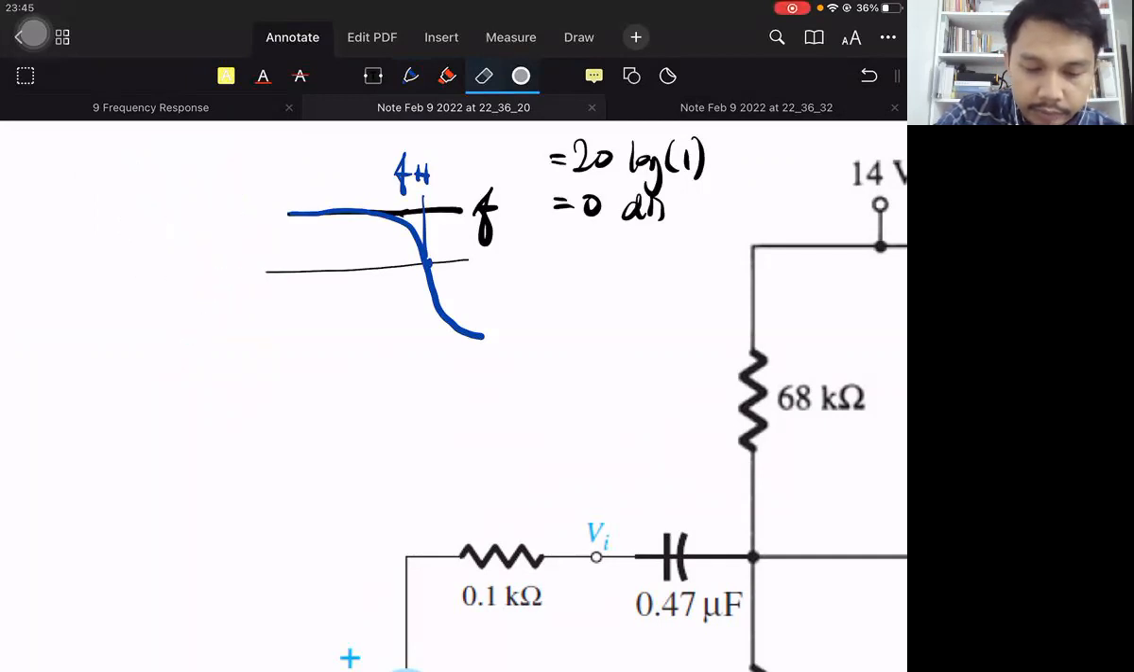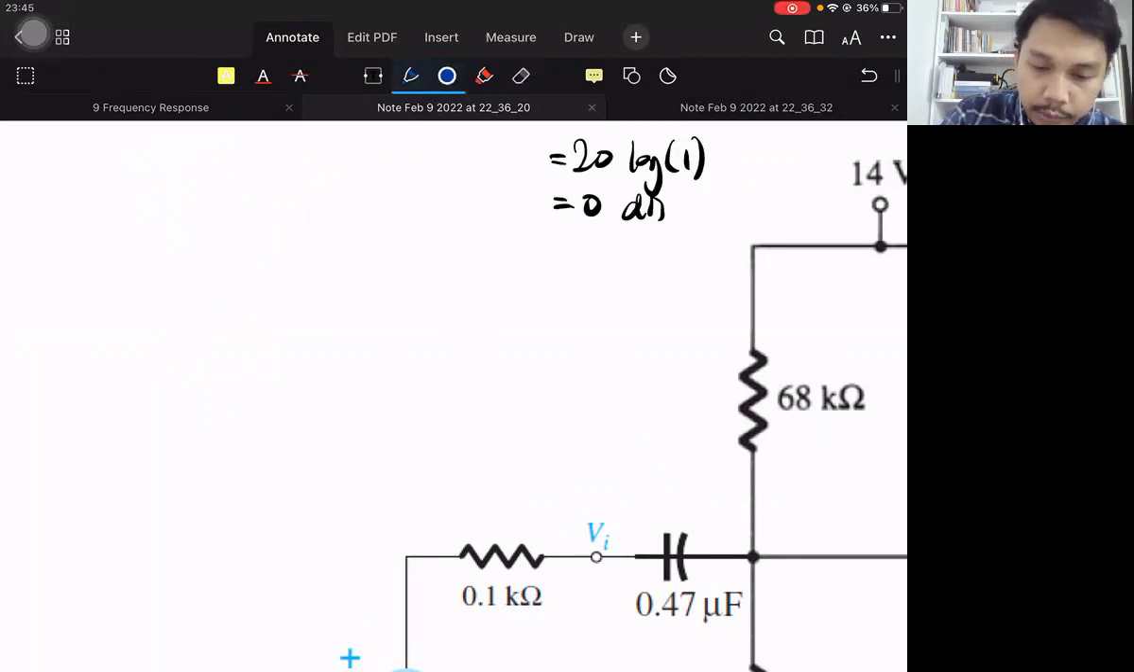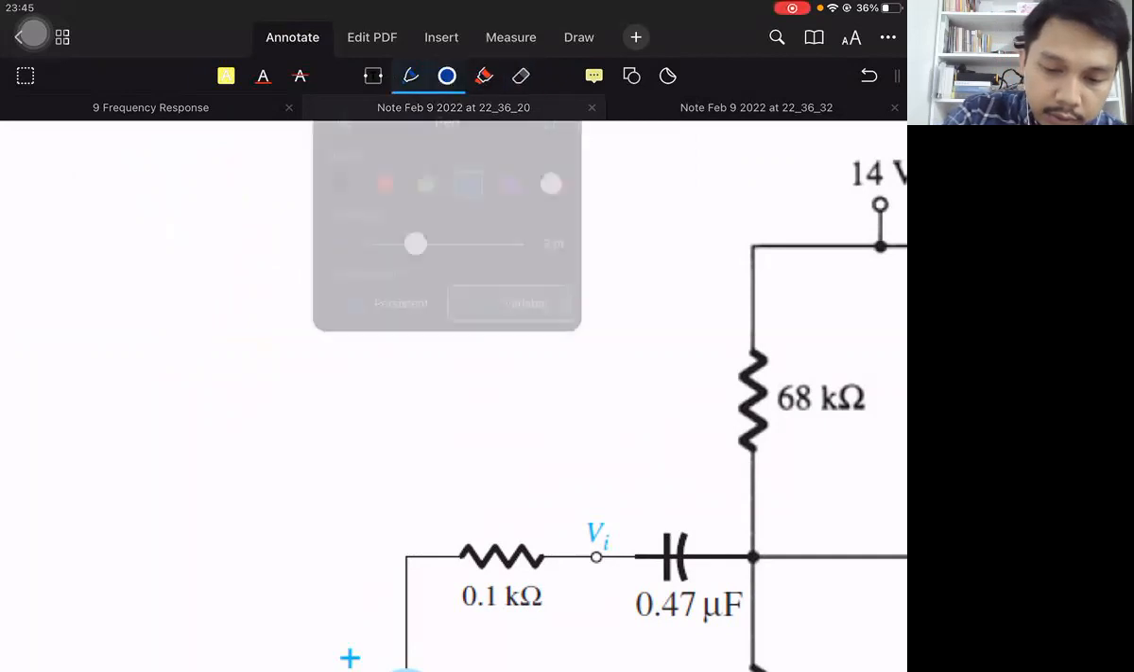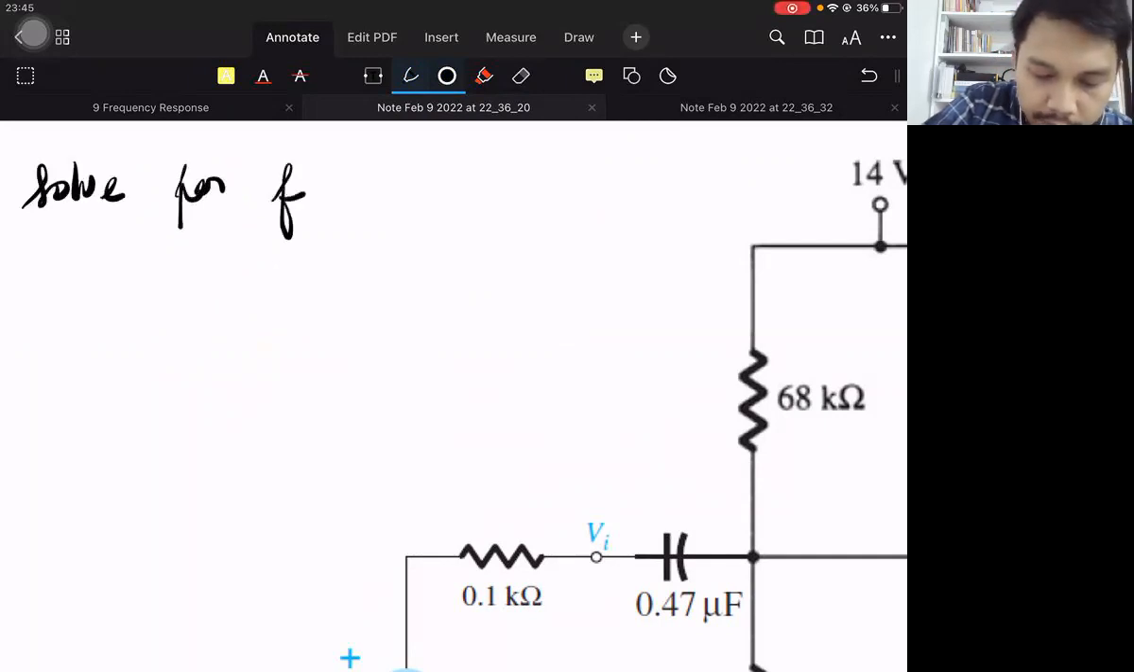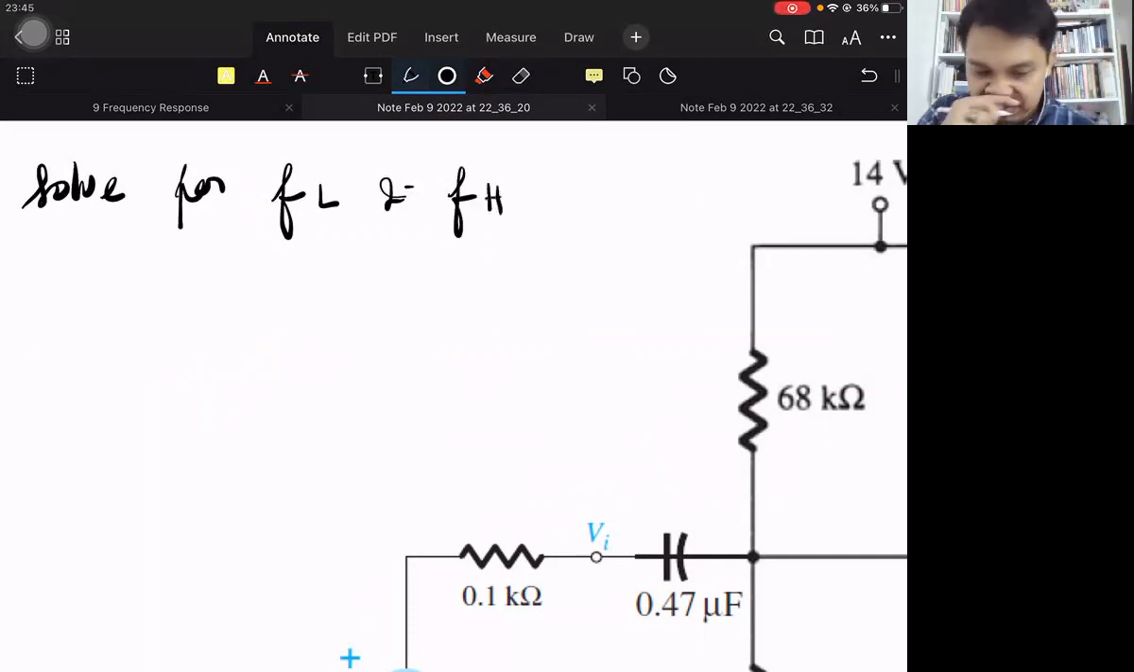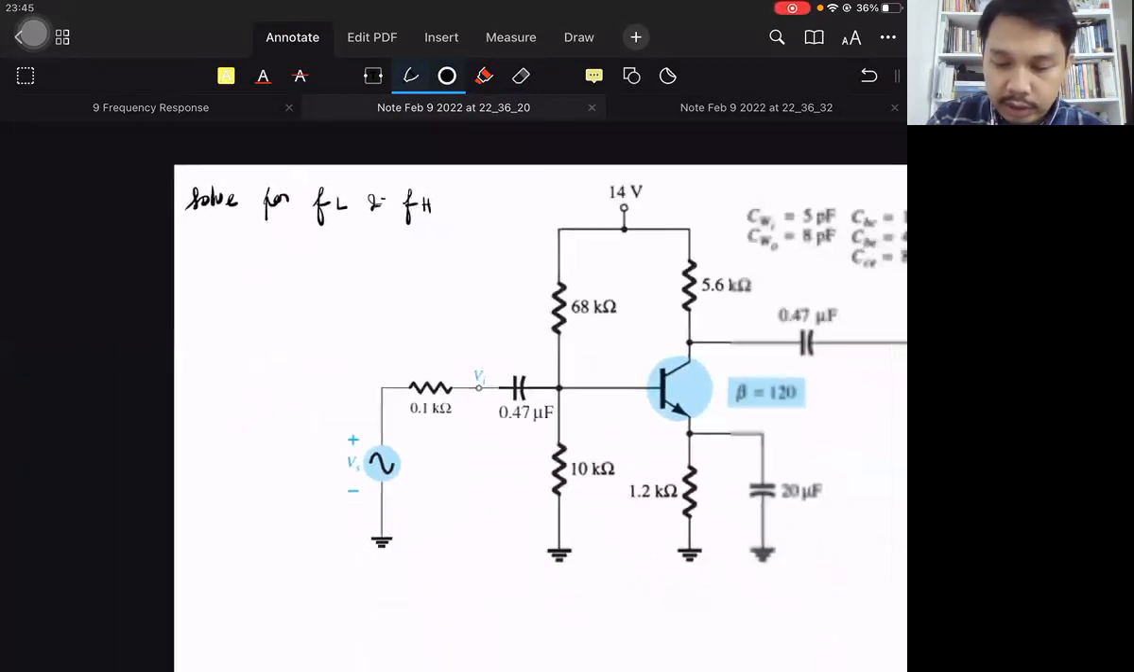So erase. We're going to solve for FL and FH. Frequency response, low cutoff frequency, I mean, and high cutoff frequency.